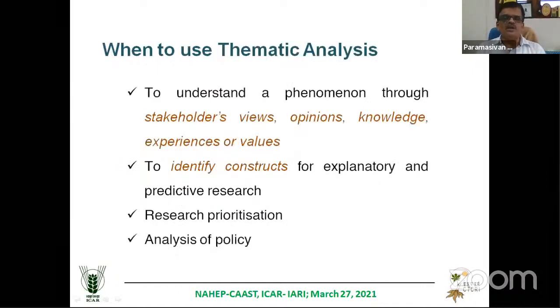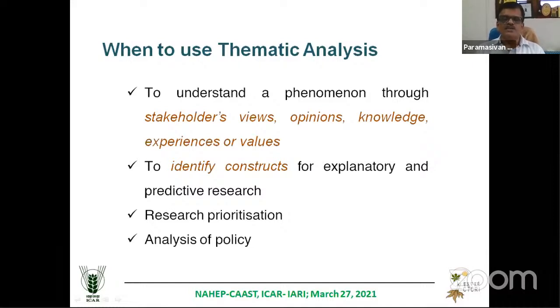So when to use the thematic analysis? To understand a phenomenon through stakeholders' views, opinions, knowledge, experience and values. Means, simply speaking, beneficiary perspective. So for understanding the impact based on the beneficiary perspective, you go for a qualitative approach, and thematic analysis is one.